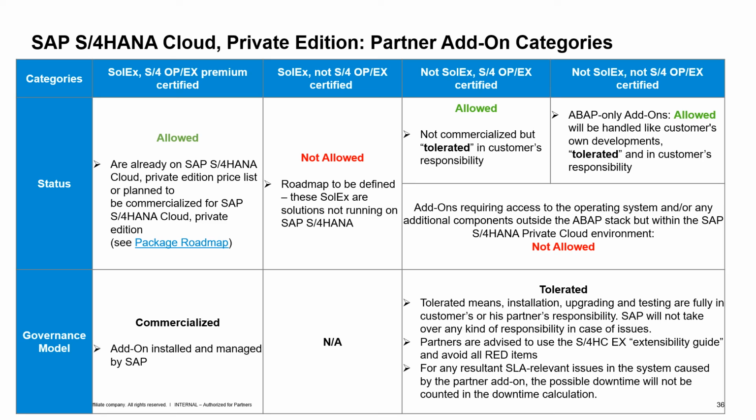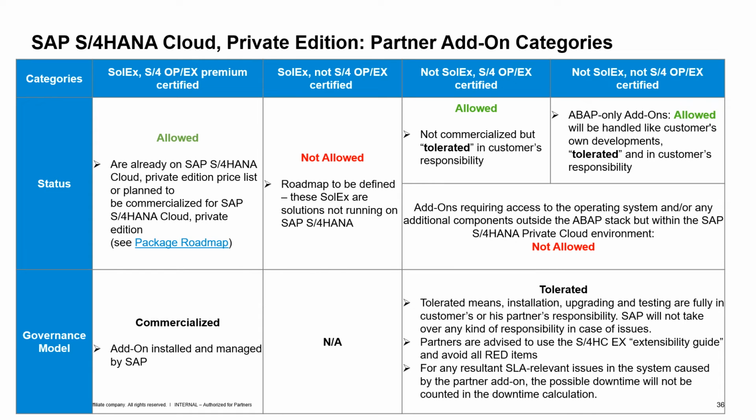Next, we see below add-ons requiring access to the operating system and/or any additional components outside the ABAP stack, but within the SAP S/4HANA private cloud environment. These are not allowed. Okay? So let's take a look at what tolerated means. Toleration means installation, upgrading, and testing are fully in the customer's or the partner's responsibility. SAP will not take over any kind of responsibility in case there are issues.